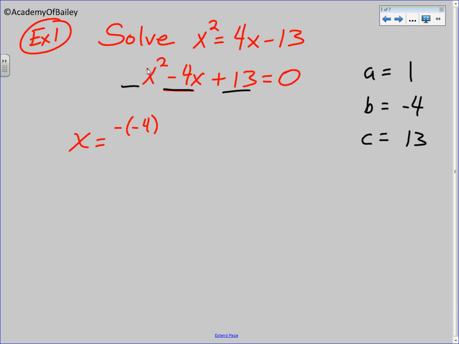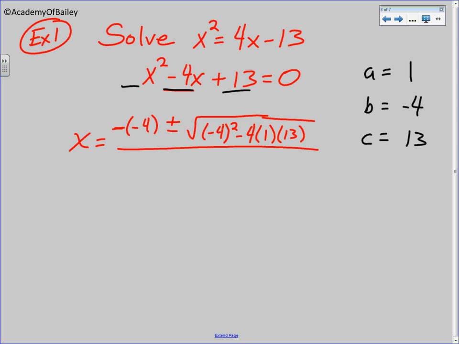All right, quadratic formula says negative b, so I plugged in -4 there. We do need this negative sign out front because that's part of the formula. All right, plus or minus, and then we're going to say square root of b squared, so that's -4 squared, minus 4 times a times c. That is over 2 times a. That should be easy enough, right? And let's go from here.